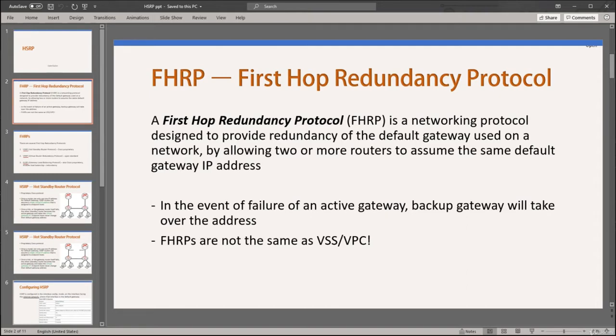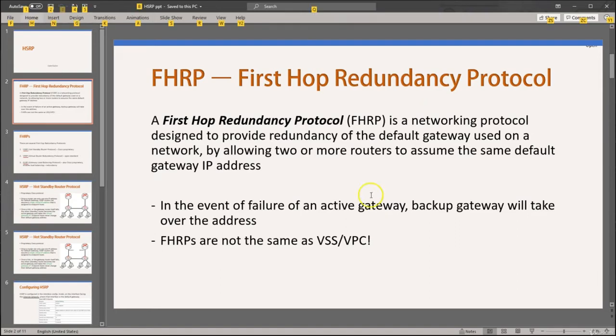The idea behind these protocols is to allow two or more routers to act as gateways, and usually it's in standby and active modes. In short, one router assumes that it's the gateway and therefore that router is active, and the other one is standby. The standby router's job is to pretty much wait for the active router to fail so that it can take over.